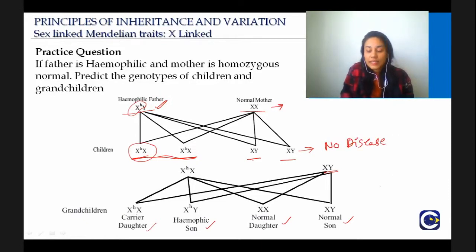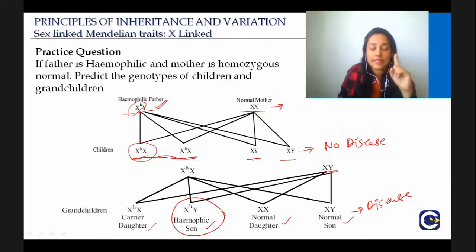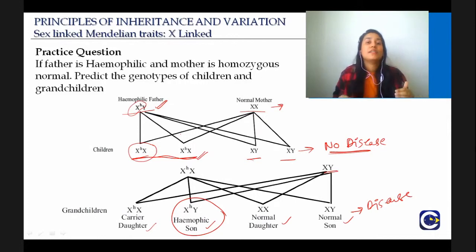But again, in this generation, there is a disease, because one of them is diseased. Okay, not all, but one of them is at least diseased. But you see, in this generation, there is not even a single individual who has the disease, because it is a recessive disorder. And that is why we can say there is skipping of generation.